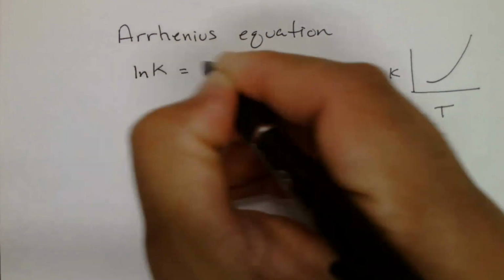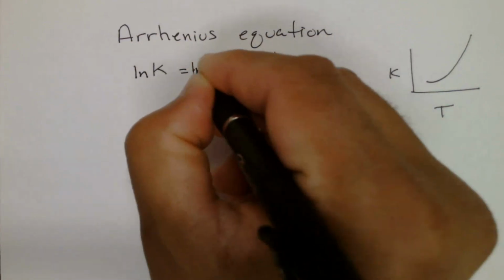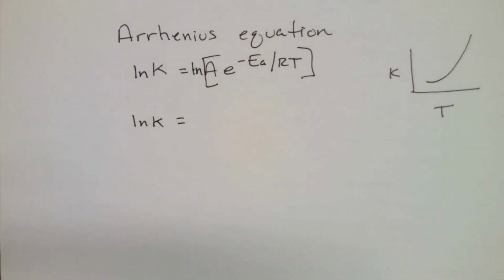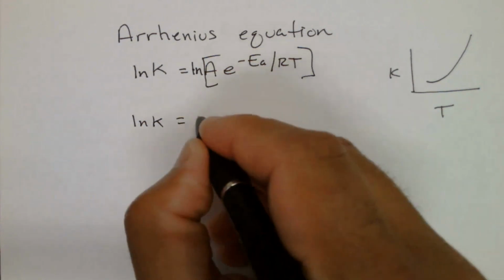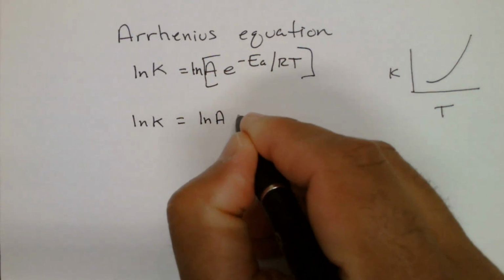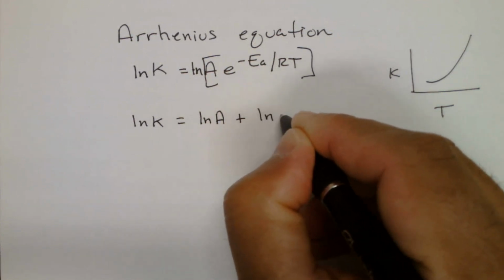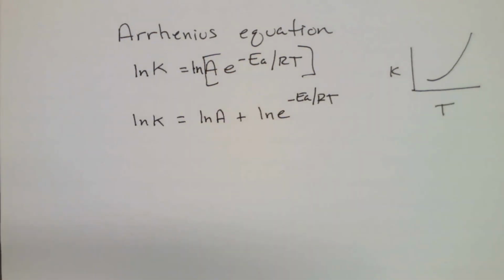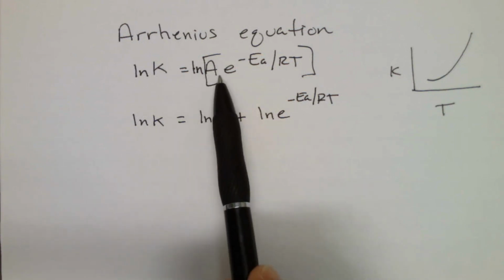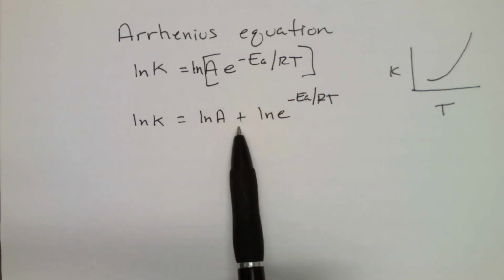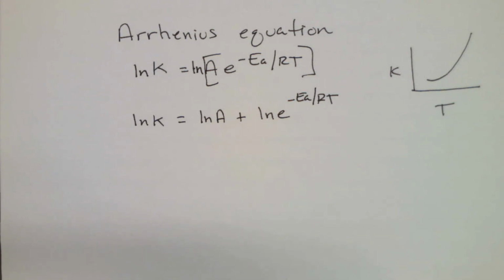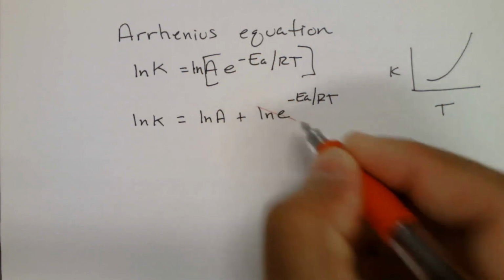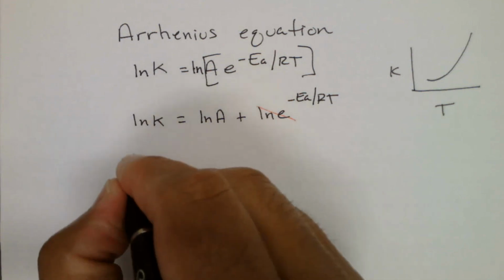If I take the natural log of both sides, I would get the ln of k equals the ln of A plus the ln of e raised to the negative Ea over RT. This is one of the rules of natural logs. When you have a multiplication here, that will get separated with an addition sign. And of course, the natural log times the exponential, the e term, will cancel. And so we can rewrite this.